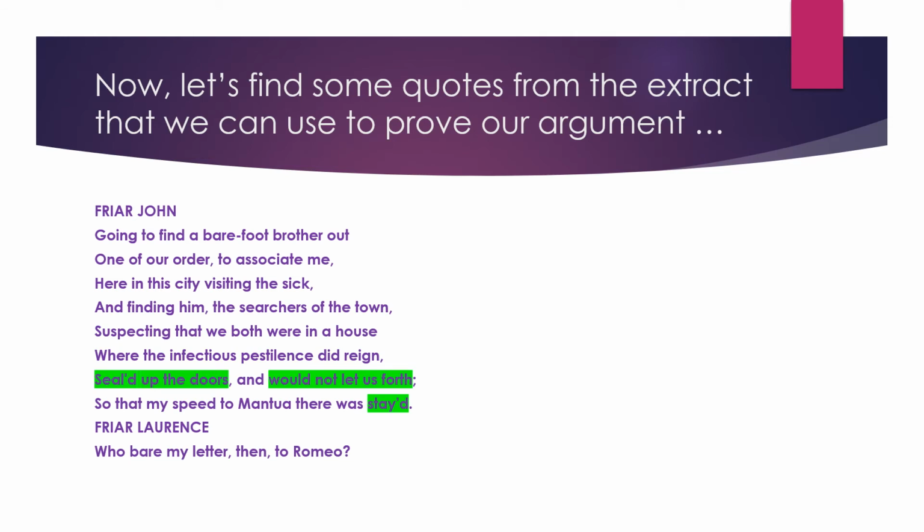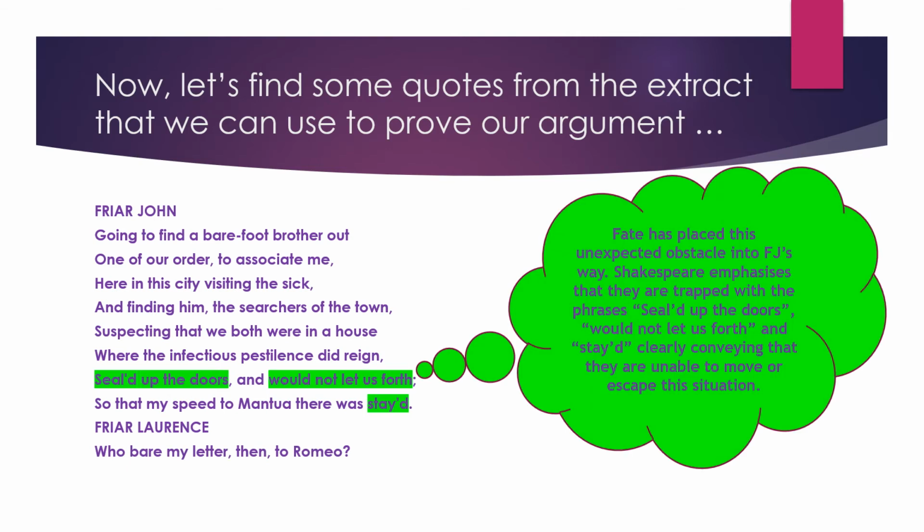Okay, I'm now going to have a think about how fate is placing obstacles in Friar John's way. So you'll see I've highlighted sealed up the doors, would not let us forth, and stayed. And I'm going to argue that this is fate placing unexpected obstacles in Friar John's way. So it's a repeated idea. Okay, so I can argue that this is Shakespeare emphasising that they're trapped, with these phrases, and this clearly conveys that they are unable to move or escape this situation.